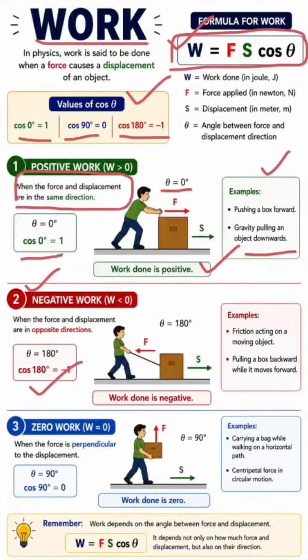Next, the third one is zero work. This is the surprising work. Okay. Imagine we are carrying a bag while walking horizontally. Your hand applies an upward force, but the bag moves horizontally. So here the F and the S are perpendicular. So here theta is equal to 90 degree and the value of cos 90 is 0. So this is an example of zero work.